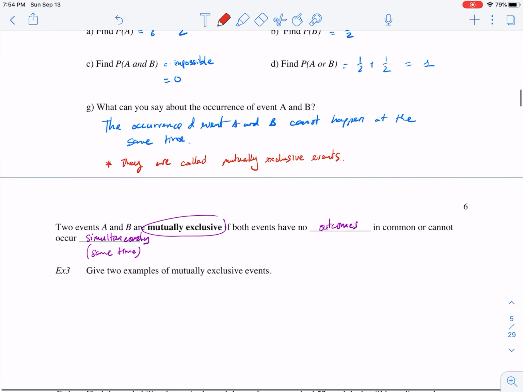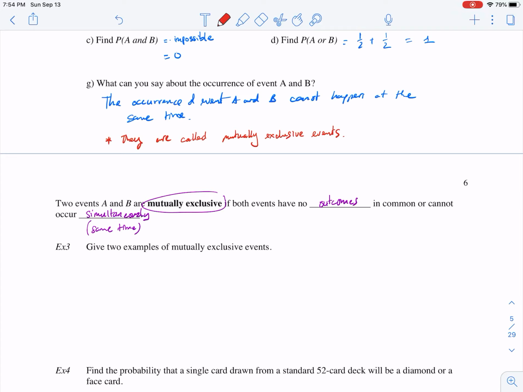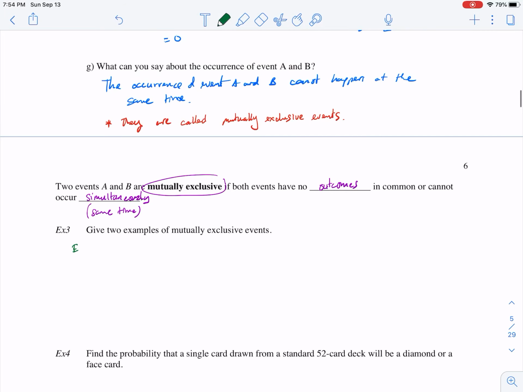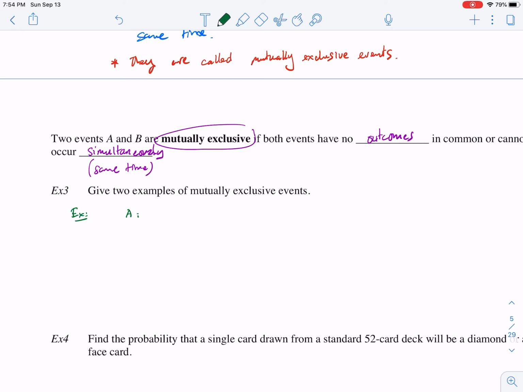Okay. Give 2 examples of mutually exclusive events. Okay, what would be the 2 examples that we think of where 2 events cannot occur at the same time? All right, you can think of one. I'll come up with a couple, and then you can think of one as well. So here's some examples. Right, let's see. Event A, a coin toss lands on heads, versus event B, a coin lands on tails, so I picked the easy ones there, right?